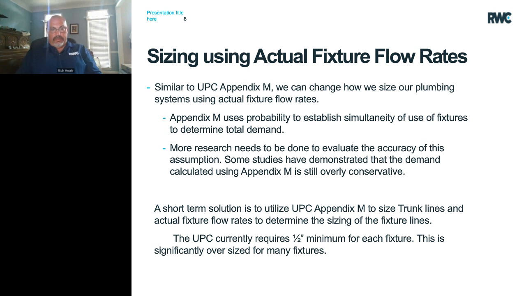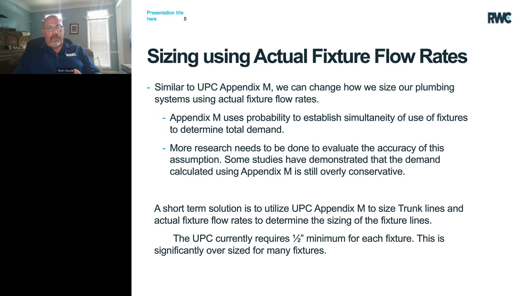I have this slide here because I want to talk about this a little bit. If we use actual fixture flow rates to size our branch lines to each of the fixtures, similar to UPC Appendix M, we can change how we size those branches. So instead of applying a water supply fixture unit to a fixture, we can actually use the flow rate of that fixture. For example, if we have a 2.2 gallon per minute shower, instead of using a water supply fixture unit, where the UPC tells us we need to use a 1/2 inch line, we can actually reduce the pipe size to deliver the amount of water we need at those fixtures while keeping our velocities within the flow regime where we're in the transitional to turbulent flow range for scrubbing effects on the pipe.